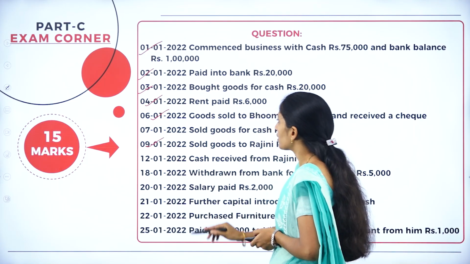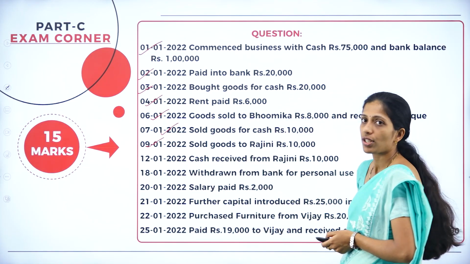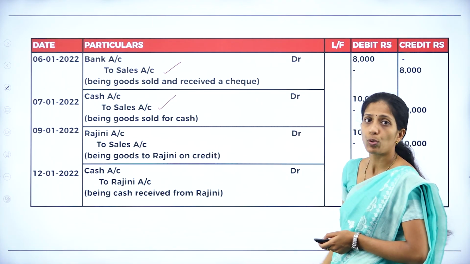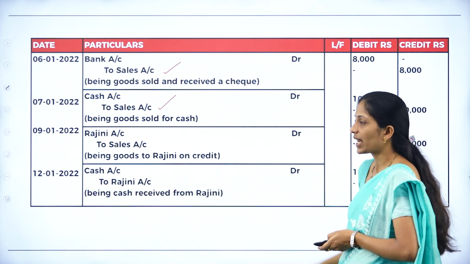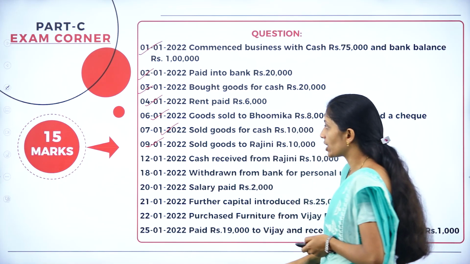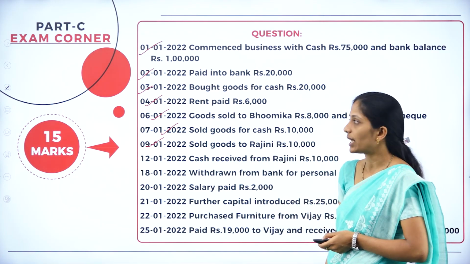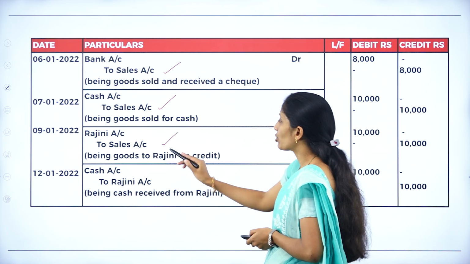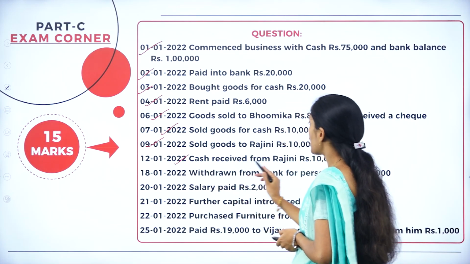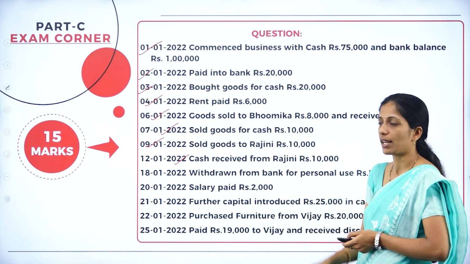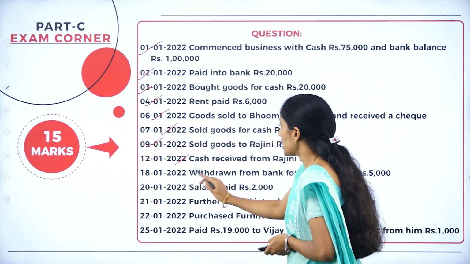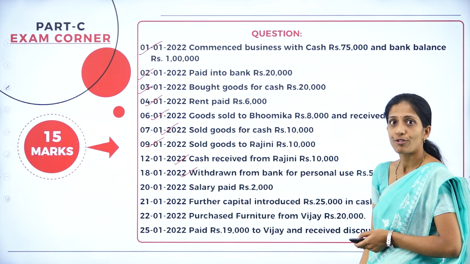Next one, 7th, sold goods for cash. So your entry is cash to sales. So your entry is cash to sales being goods sold for cash. You will write the amount as it is given in the journal. Next is 9th, sold goods to Rajini. Your entry is Rajini's account debit to sales account. Rajini to sales being goods sold to Rajini on credit. Next is 12, cash received from Rajini. Your entry is cash account debit to Rajini's account 10,000. Cash to Rajini. Next, 18th, withdrawn from bank for personal use. Drawings to bank.